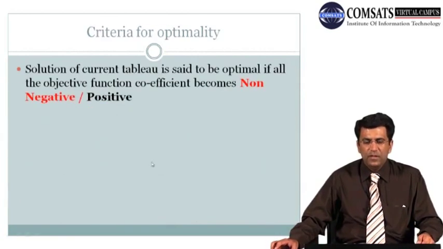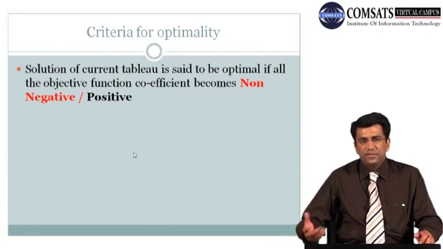Again, we have to check the criteria for the optimal solution. Let me remind you that we were interested in the maximization of some function. We had a function and we wanted to maximize it. What is the criterion of optimality for maximization functions? All the coefficients of the objective function must be positive.